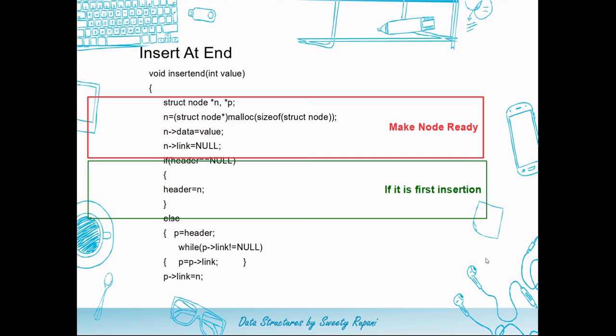Once we are out of the while loop, it means we have reached the end of the list. Once we are at the end of the list, we have to attach the newly created node to the link part of p, which would be null. So for all the subsequent insertions other than the first insertion, whenever we have to insert a node at the end, this else part gets executed. This is particularly used to move a pointer till the end of the list.